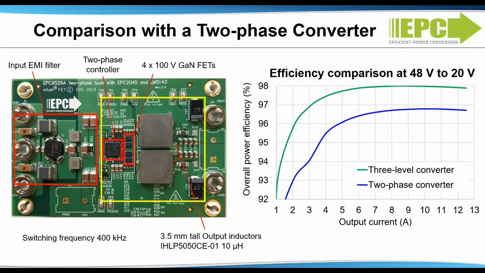The overall power efficiencies of the two converters, including the housekeeping power consumption at 48 volts input and 20 volt output, are illustrated in the graph on the right. At the same 400 kilohertz switching frequency, the three-level converter achieves 97.8% peak efficiency and over 1% higher efficiency than the two-phase converter, and that represents a 35% loss reduction at full load.